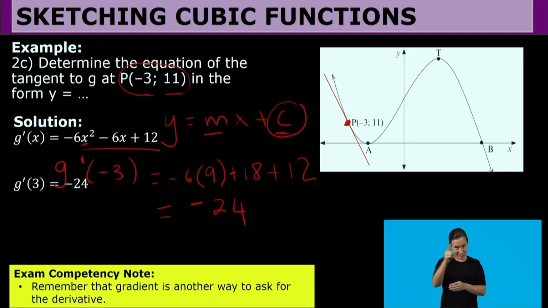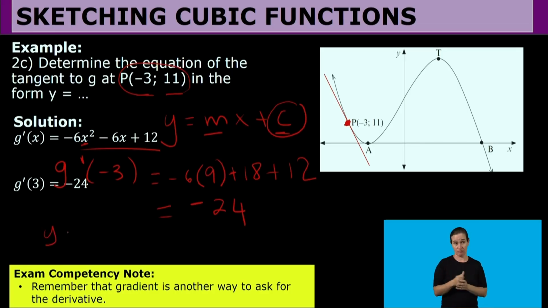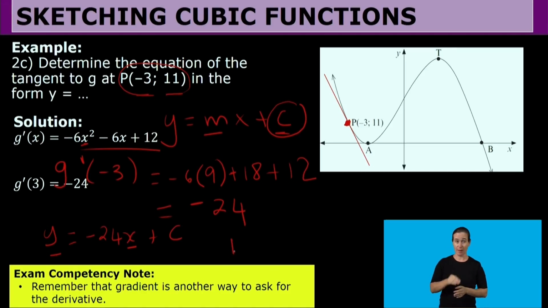They gave it to us. So therefore, I simply substitute. So y is equal to negative 24x plus c. I substitute the value for y and x in place of their placeholders in my equation. So therefore, I'll get 11 is equal to minus 24 times negative 3 plus c.